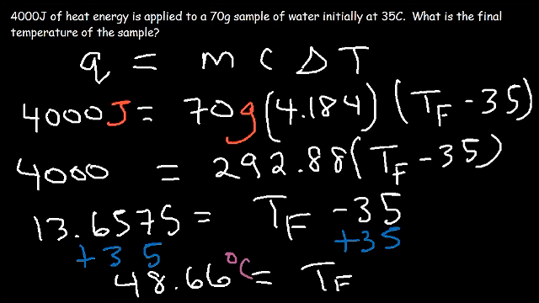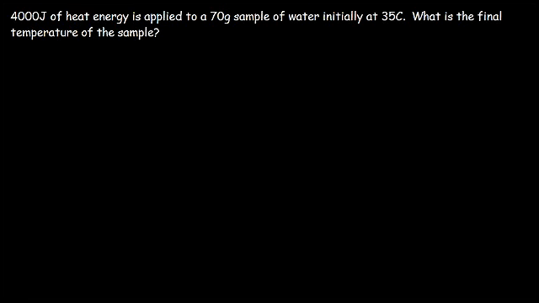So whenever you add heat to a sample, the temperature will go up. If you remove heat, the temperature will go down. So in this case, what we have here is an endothermic process. For an endothermic process, Q is going to be positive. If water absorbs energy, the temperature of the water sample will increase.